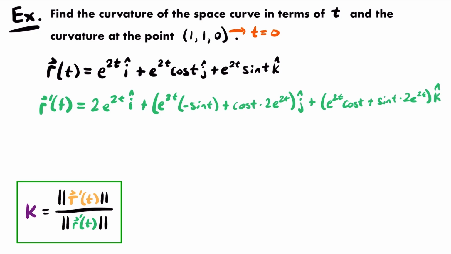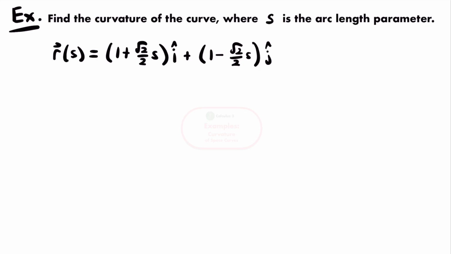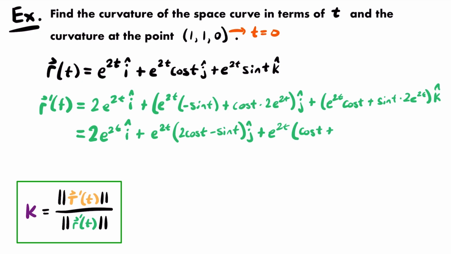Now let's simplify. I'm going to pull out the common factor of e to the power of 2t from these two terms as well as these two terms, and I'm going to reorder these two terms so that the negative one is second. All right, so this is equal to 2 times e to the power of 2t times i plus e to the power of 2t times 2 cosine t minus sine t, right? Don't forget about that 2 being multiplied by cosine t. That is all multiplied by j. Then we have plus e to the power of 2t times cosine t plus 2 times sine t, k. All right, so that is the derivative of our vector function.